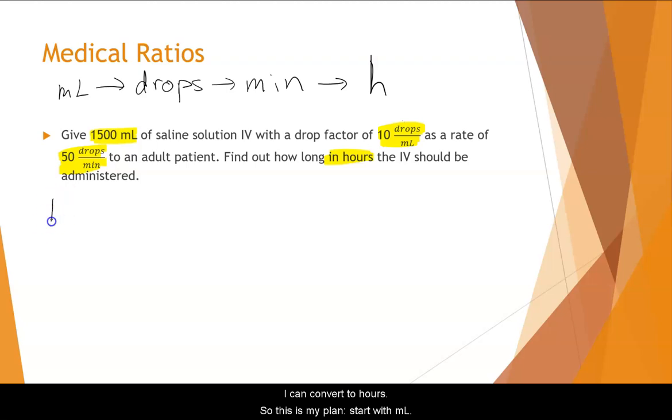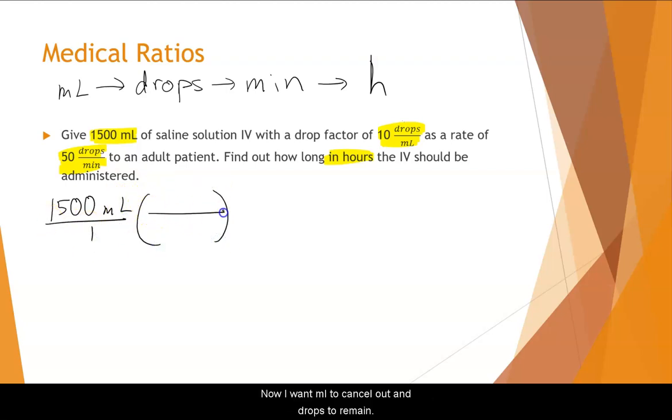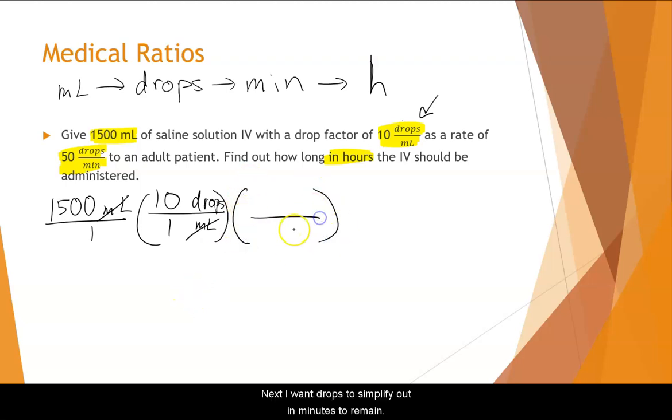Start with milliliters, 1,500 milliliters, and I can say that's divided by 1. And now I want milliliters to cancel out and drops to remain. So I know that there's 10 drops per 1 milliliter. Next, I want drops to simplify out and minutes to remain. That's a reciprocal of what we're given. So we're given 50 drops per 1 minute.